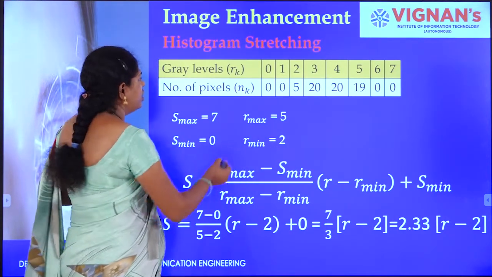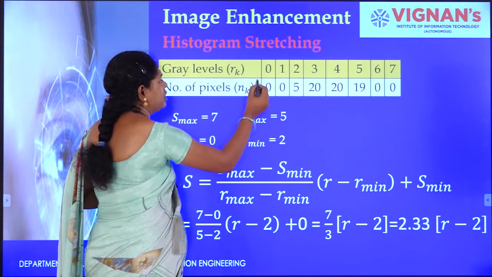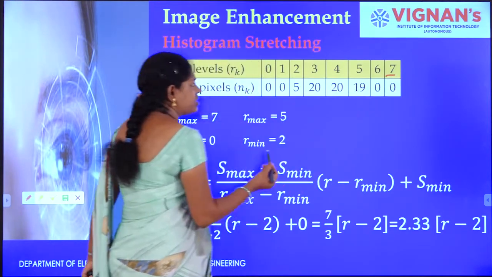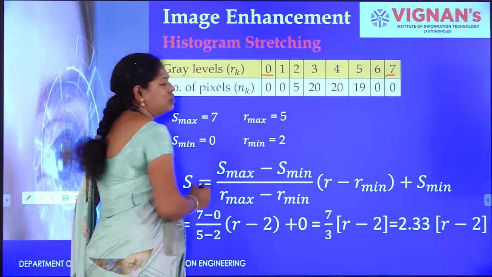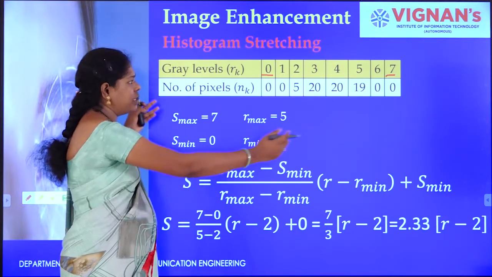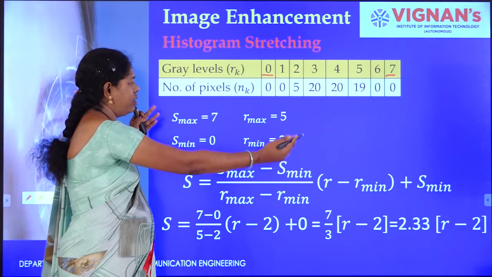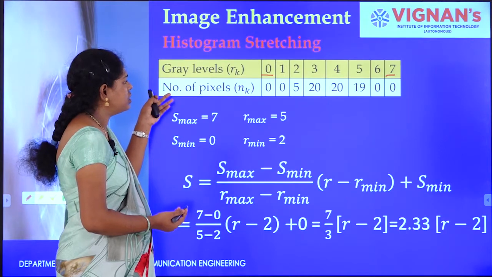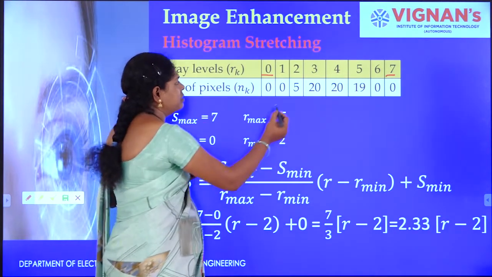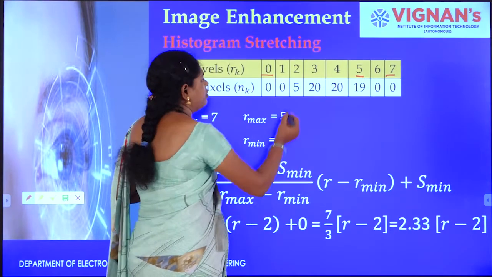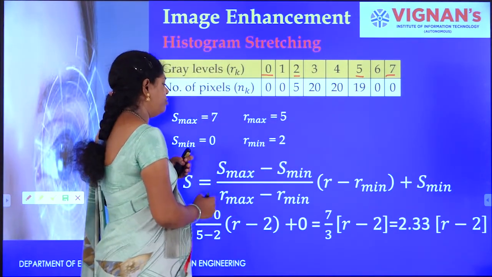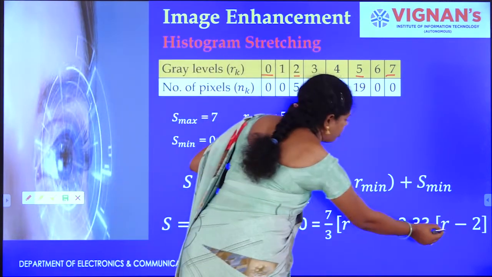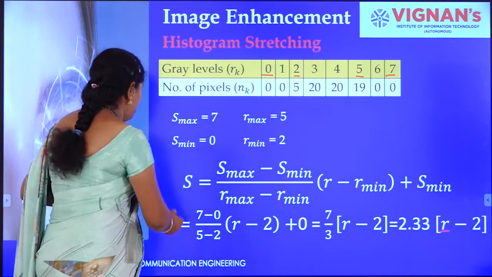Our requirement is that s maximum is 7, the maximum intensity value, and s minimum is 0, the minimum intensity value. Now we have to spread over the region from 0 to 7. Similarly, for the given gray level pixel distribution, r maximum is 5 and r minimum is 2. Now, using this formula, for the different values of r, we have to get the s.